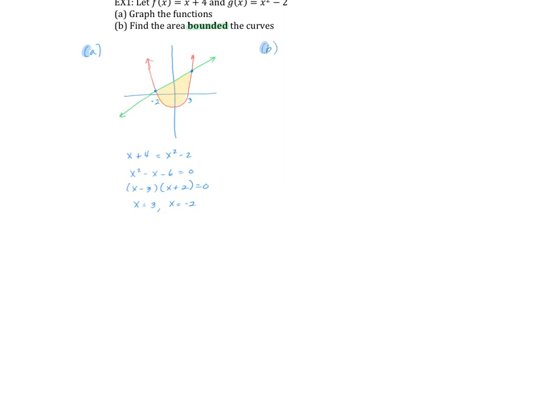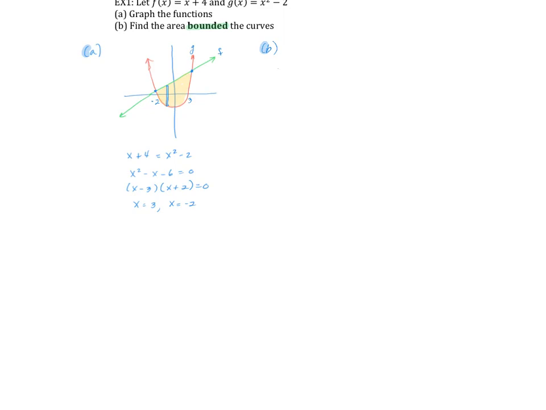So when we look at b, we're going to set up our integral. If we want to look at a representative slice, we would draw a representative slice and would see that our upper function, this green function, would be f, and our lower function is going to be the red function, which is g, because it's always upper minus lower. We're going to integrate with respect to x, so our x values are going to go from -2 to 3, and that's why it's important for us to see the graph and see where those points of intersection are.